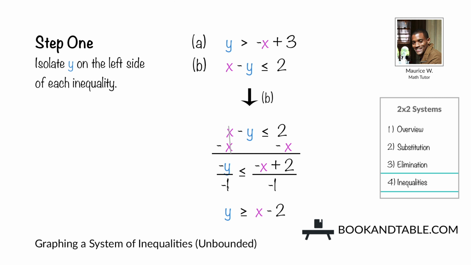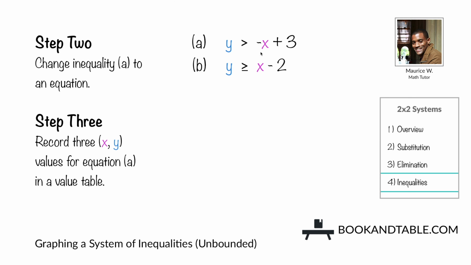When we divide both sides by negative 1, we get negative y divided by negative 1 is y. We reverse less than to greater than and keep the equal to. Negative x divided by negative 1 is x. And positive 2 divided by negative 1 is negative 2. So inequality B, x minus y is less than or equal to 2, is equivalent to y is greater than or equal to x minus 2. So we'll switch this inequality with this one.